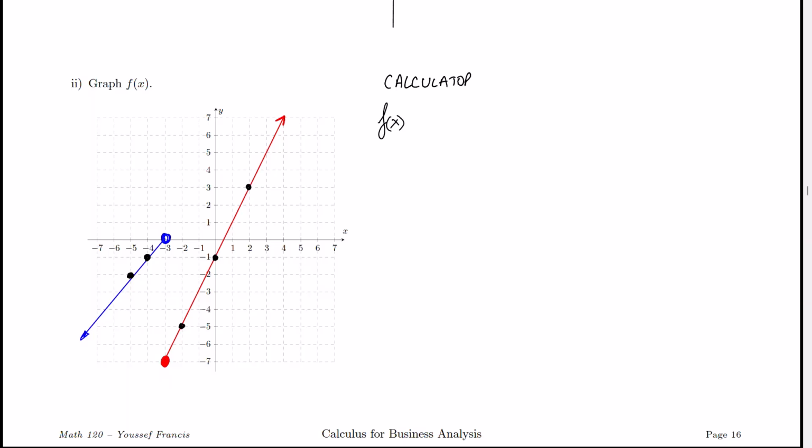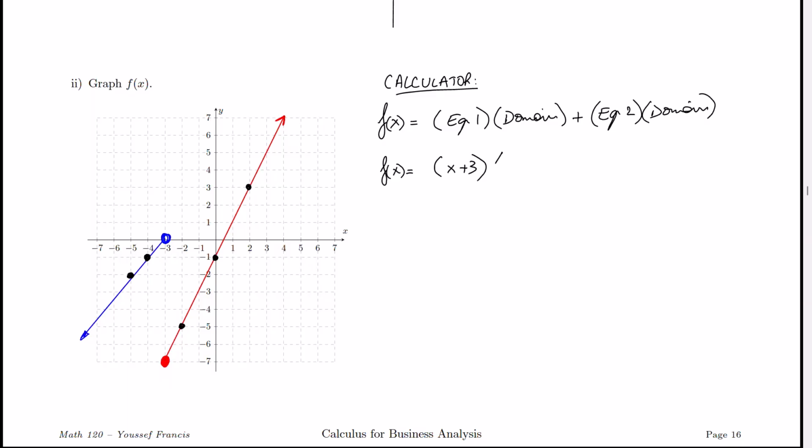For the calculator, the way you enter it is kind of funky. So first, what you're going to do is put the first equation, and the domain gets multiplied by the first equation, sort of. Then you put the second equation and you multiply it with the domain of that second equation. So in my case, the f of x that I type into my calculator will look something like this. First, x plus 3 is my first equation, and the condition or the domain is x is supposed to be less than -3.